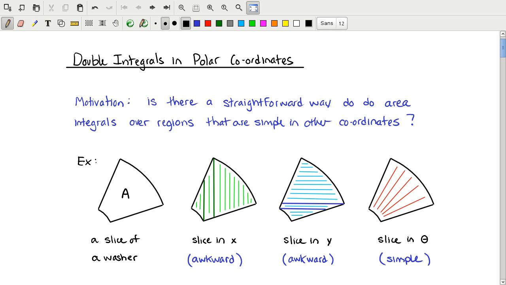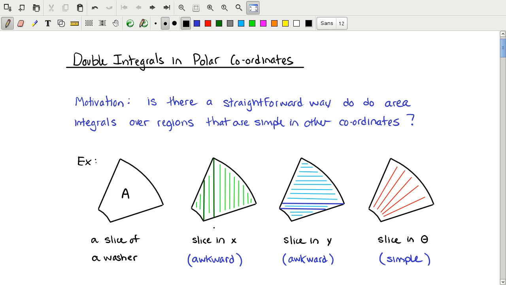And so the big question that we want to investigate today is if there's a straightforward way to do integrals over regions like this that look like they would be very easily expressed in polar coordinates. Based on the ways we've seen so far in Cartesian coordinates, slicing either in X for a type 1 region or Y for a so-called type 2 region, each approach would be awkward for this case.